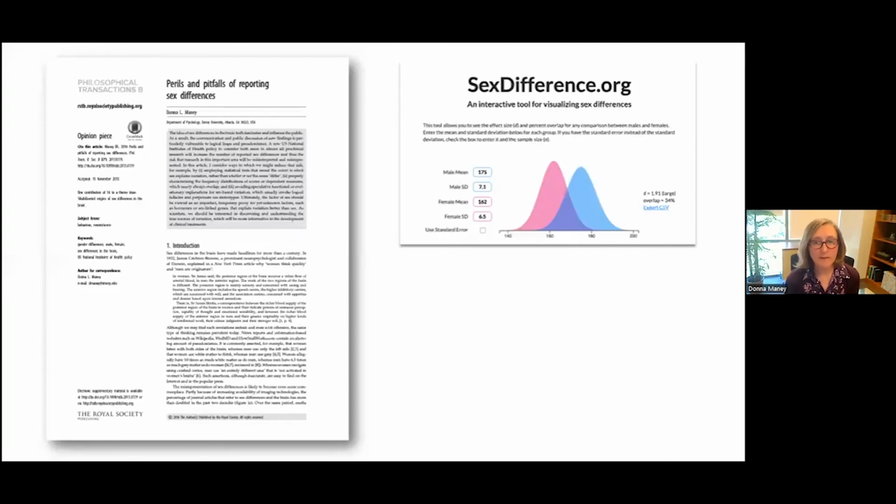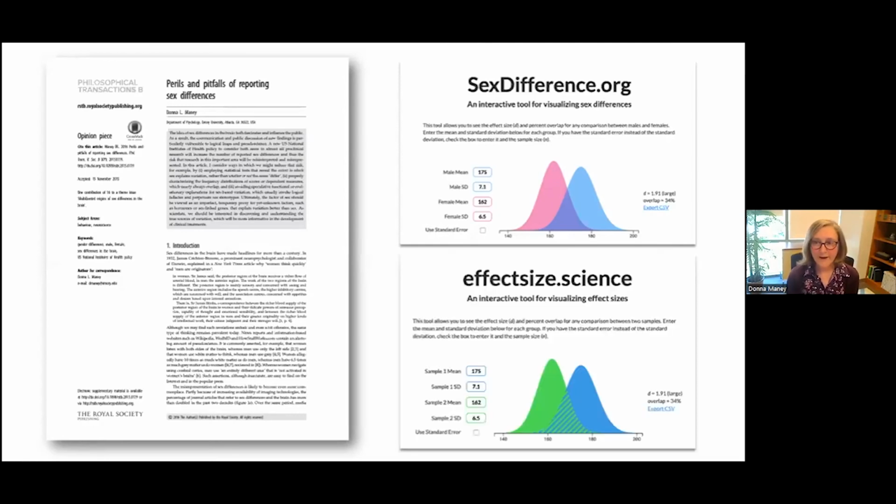To ask this question, I'm going to be pulling from this paper that came out in 2016. And you'll see some figures that I made with the companion website, which is called sexdifference.org. On this site, you can enter the mean and standard deviation or the standard error for any sex difference that you're reading about, or sex differences from your own work. It'll plot the effect size and the degree of overlap, assuming a normal distribution. And for other kinds of differences, or if you just don't like pink and blue, and I would understand that, you can head to effectsize.science, which does exactly the same thing, just with different colors.